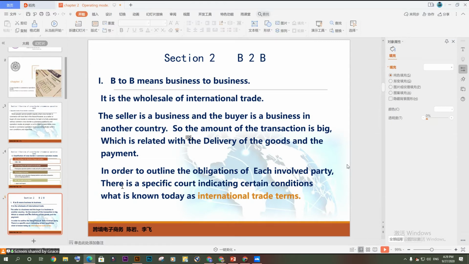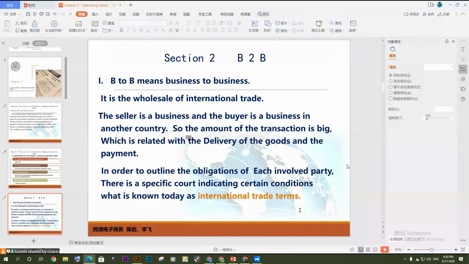So, okay, let's look at the second paragraph here. In order to outline the obligations of each involved party, there is a specific code indicating certain conditions, what is known today as international trade terms.